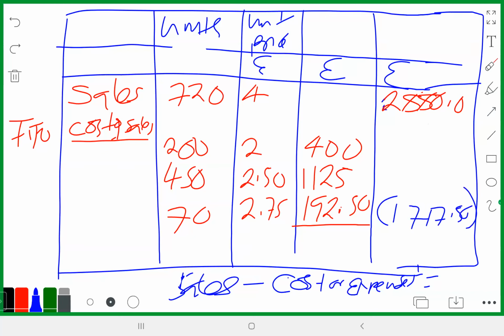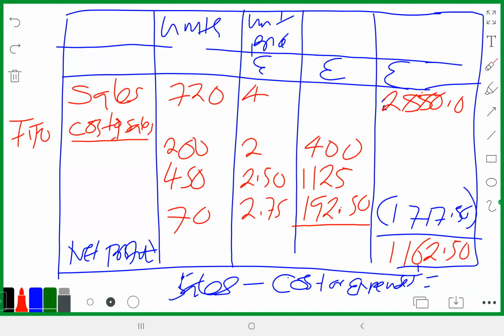We less that to get the net profit. What is the net profit? 280 from the sale, minus the answer, which is 1162.5. Like this. This is our profit. Is that right? Yes. This is our profit.